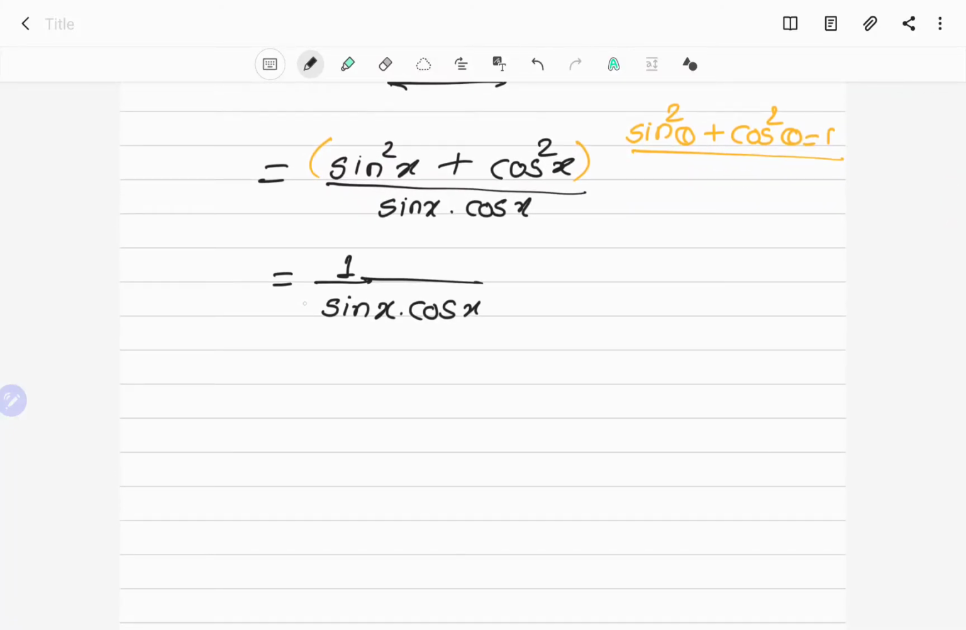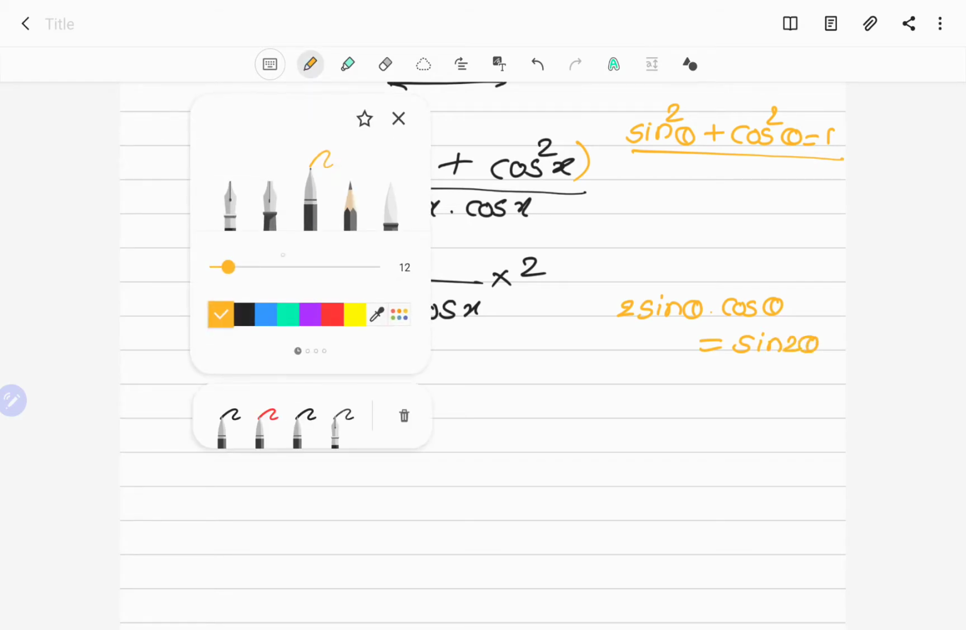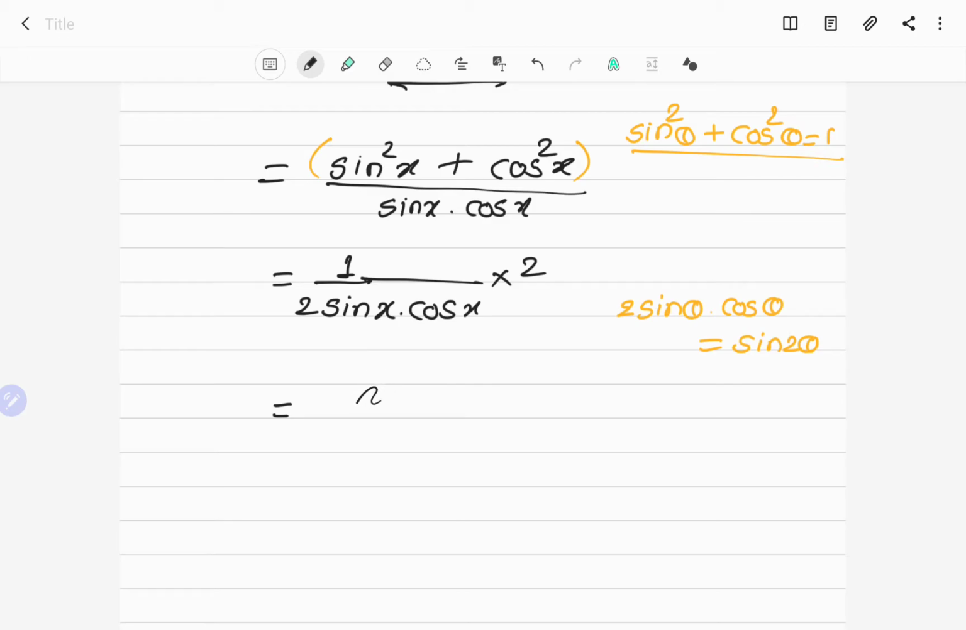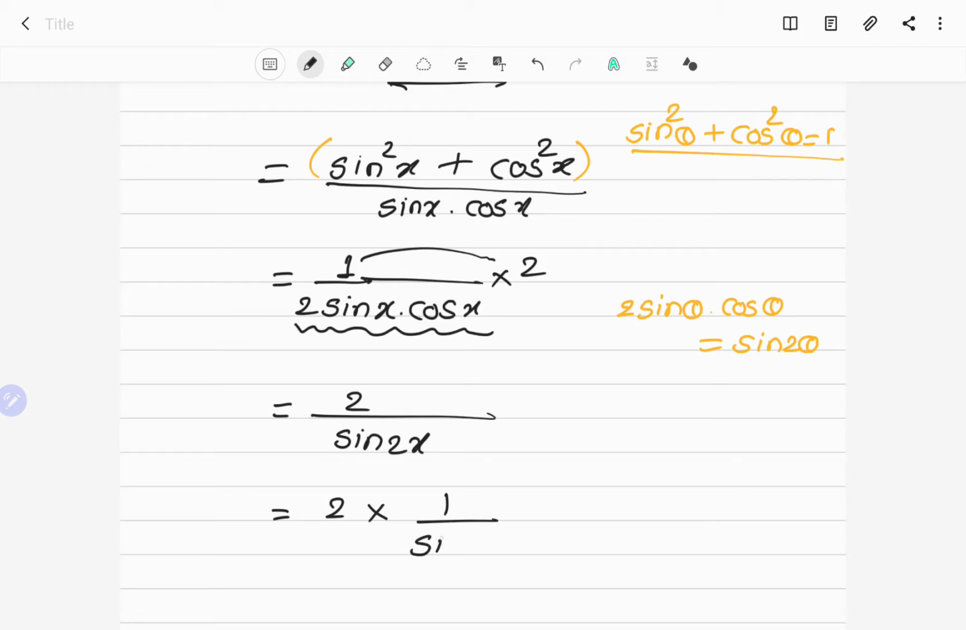How to achieve that cosec 2x? Do one thing, simply multiply this structure by 2 and divide by 2. Why? The reason is quite simple. We have a very interesting formula, 2 sine theta cos theta, which is sine 2 theta, a double angle formula. So here I am using this 2 sine x cos x, this 1 into 2, so this is 2 divided by 2 sin x cos x, which you can write as sine of 2x. Further, this 2 I am keeping as it is. Let's write down this sine of 2x aside, and you know that sine is the reciprocal of cosec.